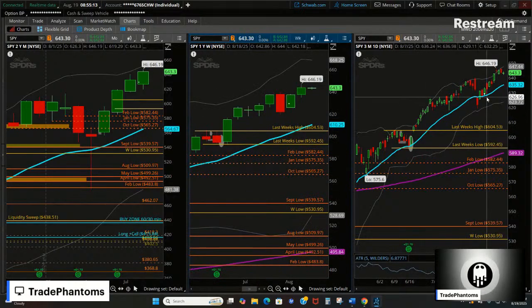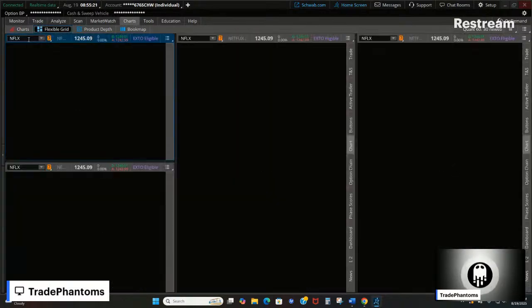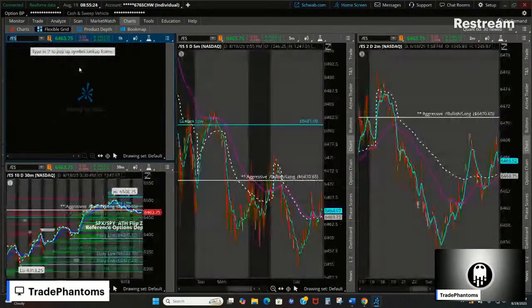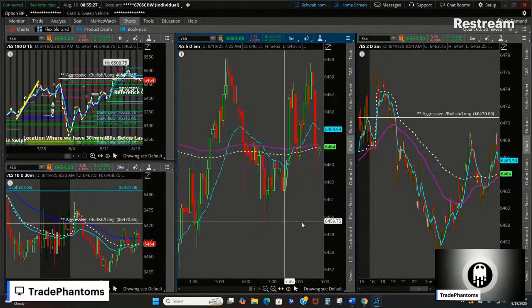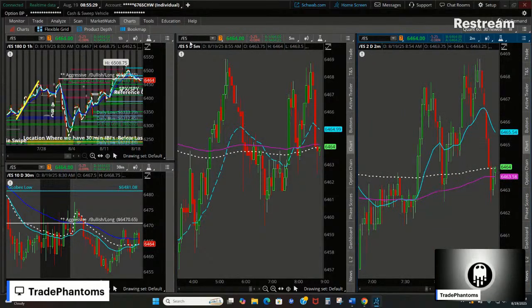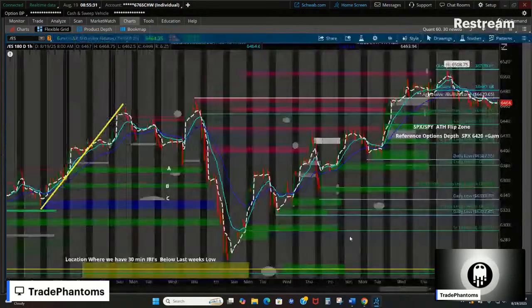Those iron condors, credit spreads on SPX, I'm assuming. We've got a monthly chart here, weekly in the middle, daily on the right. I'm going to drop down now to the smaller time frames: a 60-minute time frame upper left, 30-minute bottom left, 5 minutes in the middle, followed by 2 minutes on the right. Straight to the 1-hour time frame here.